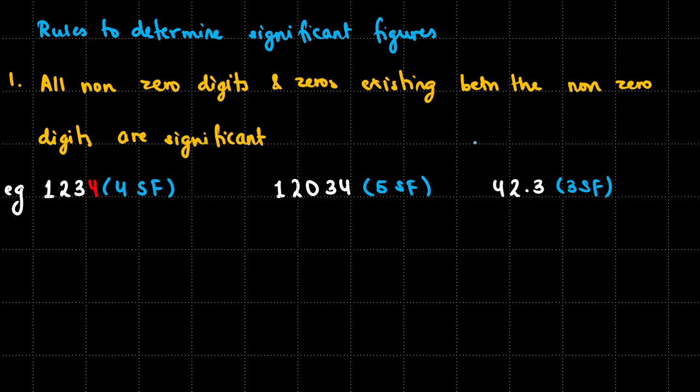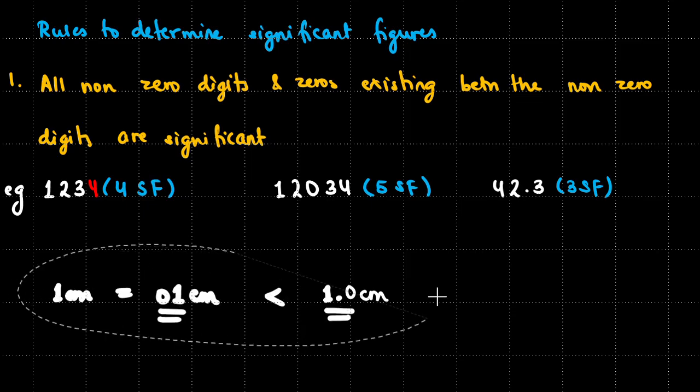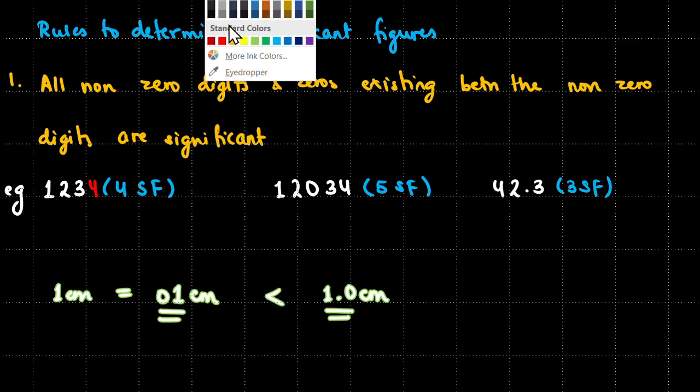So let's talk about something that this does not consider, which is zeros in front of non-zero digits are not significant. Because think about it, writing 1 centimeter and writing 0.1 centimeter are the same. So this does not add any new information, whereas 1.0 centimeter adds new information, which means this is more accurate than this. But in this case, this and this are the same, whereas this is more accurate than the previous one. So this is something that you must know, and we will probably talk about it later.